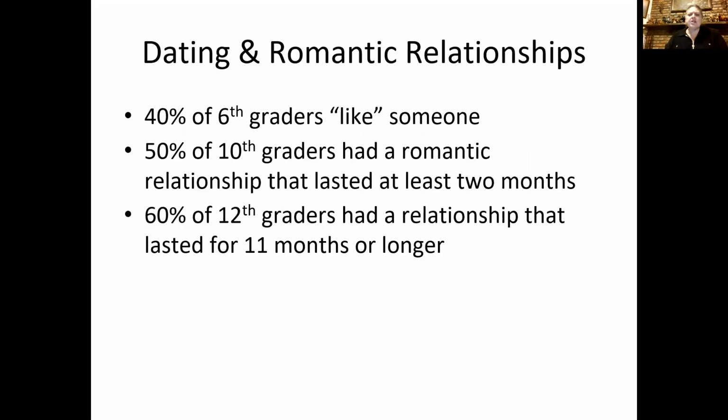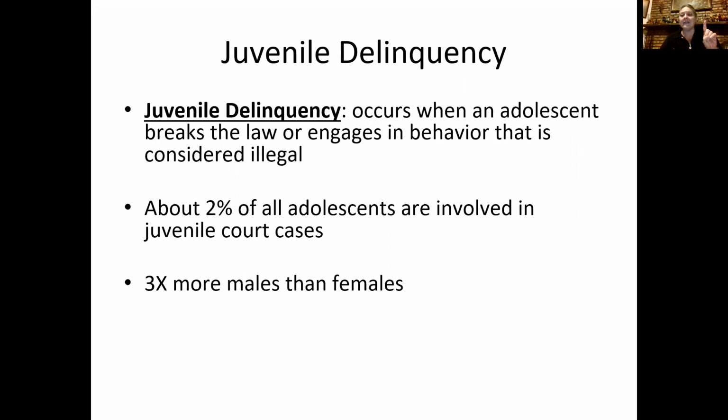Dating and romantic relationships: 40% of sixth graders like somebody, and I mean like. 50% of 10th graders had a romantic relationship that lasted at least 2 months, and 60% of 12th graders had a relationship that lasted for 11 months or longer. So romantic relationships and dating in whatever form it's going to take is very important in adolescence as well. I'm talking about Western society here. Remember, I am talking about developed countries like the United States.